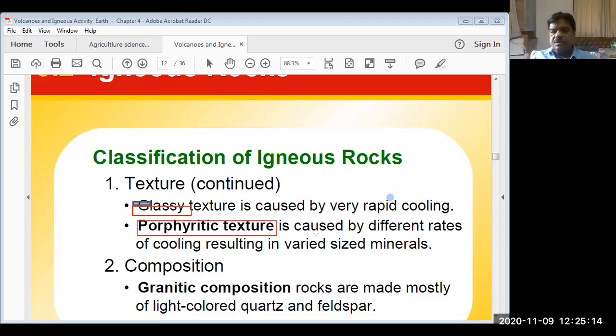Porphyritic texture. So this texture is caused by cooling in sized minerals.